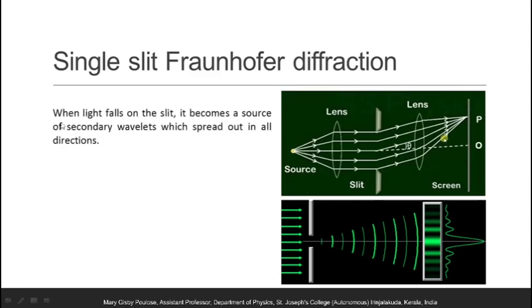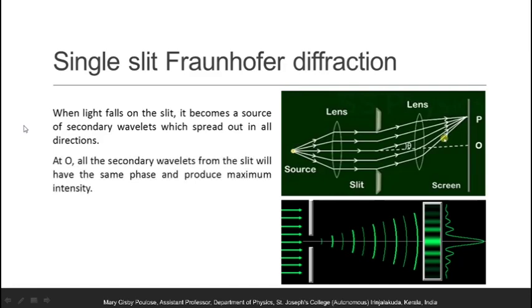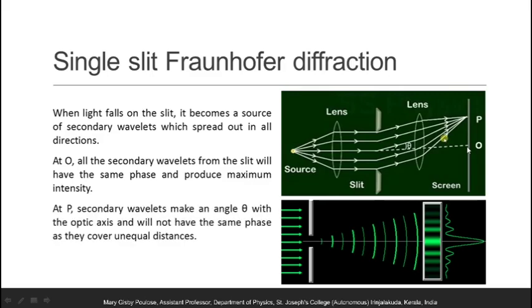Now, when light falls on the slit, every point becomes a source of secondary wavelets that spread out in all directions. At the central point O, all the secondary wavelets from the slit will emerge towards that point, and they will have the same phase and hence superpose to produce maximum intensity. All the light rays coming towards O will have the same phase and they will superpose to produce maximum intensity.